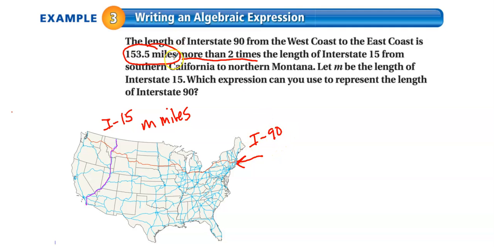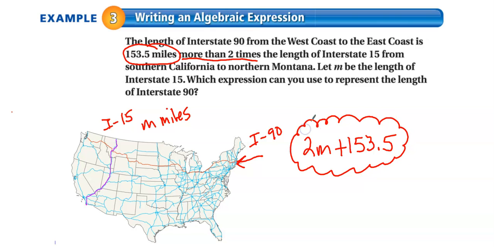So I'm going back to this statement about I-90 is 153.5 miles more than 2 times this length. I don't know what this length is, but I know I'm calling it M. So if I take 2 times M and then I add 153.5 to that, that is an expression that I can use to find the length of Interstate 90. Now, obviously, I need to know what M is. I need to know the length of I-15, otherwise I can't actually do the math. But right now, that's how you set up the expression.